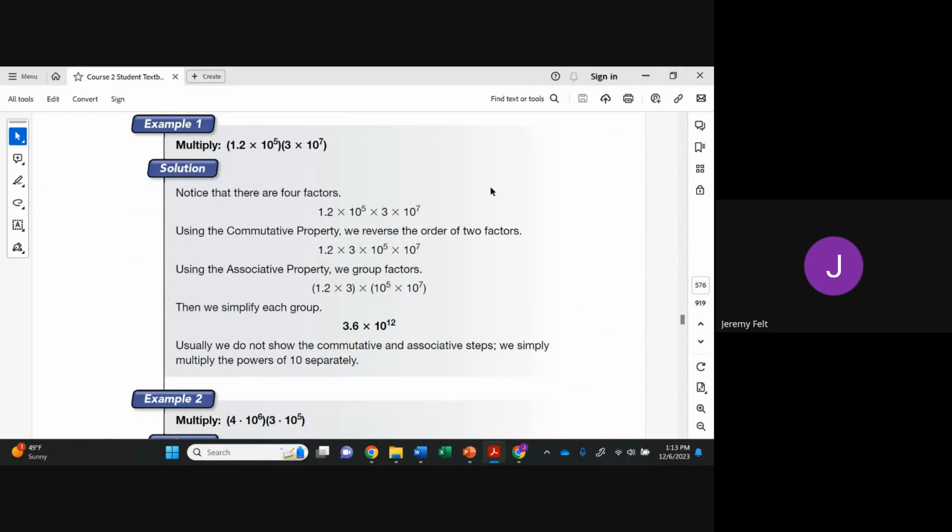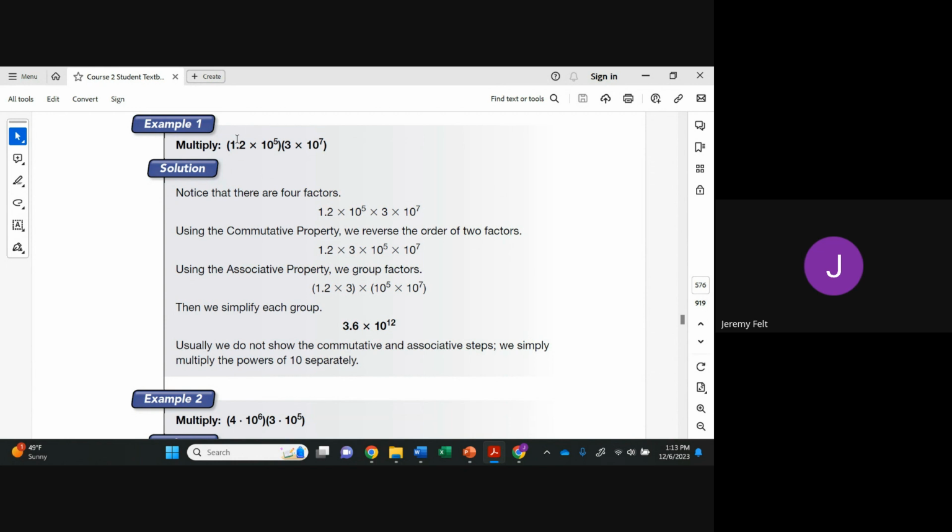So if we look at example 1, the first thing we need to do is multiply our coefficients. 1.2 times 3 gives us 3.6. 10 to the power of 5 times 10 to the power of 7. 5 plus 7, since scientific notation is always base 10, that makes it easy to remember. It's never going to be anything else. So we're adding the exponents since we're multiplying.